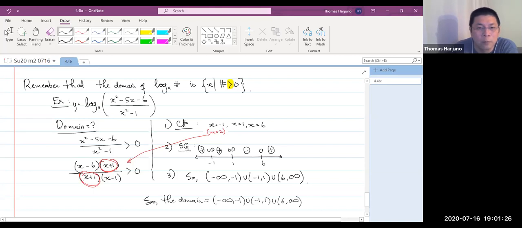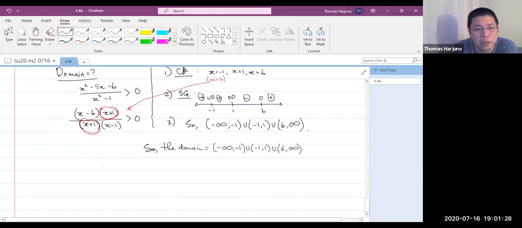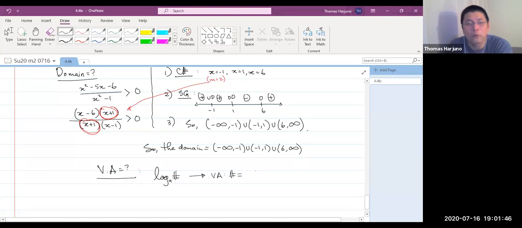Now, actually, a follow-up question. How about the vertical asymptote? Now, vertical asymptote of a log function happens when that argument equals 0. Of course, if the argument is undefined, from that rational function, you will see that will also give us a vertical asymptote.